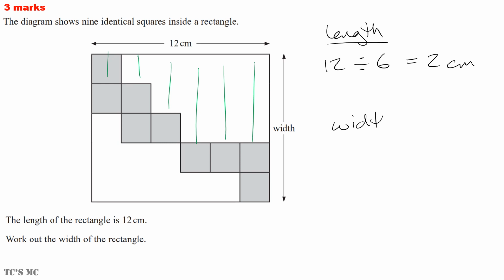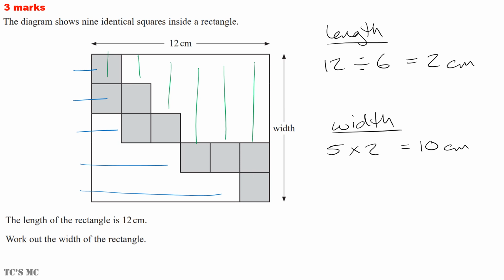For the width, we need to work out how many squares there are along the width. We have 1, 2, 3, 4, and 5. So we need to do 5 multiplied by 2, and that there is the second mark. And for saying it equals 10 centimeters is the third mark.